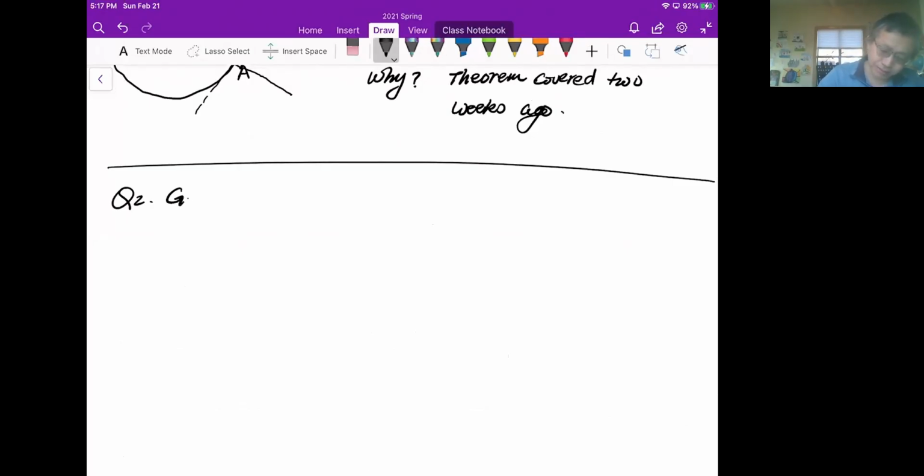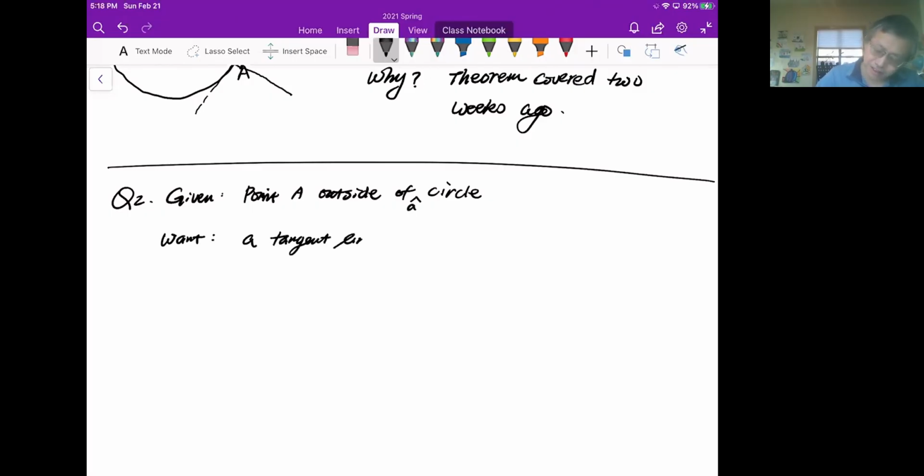Given a point A, which is outside of the circle, right? Outside of a circle. And then you are going to draw a tangent line going through A. In this case, actually, you can draw two tangent lines, but I just need one. So one of them will be good.